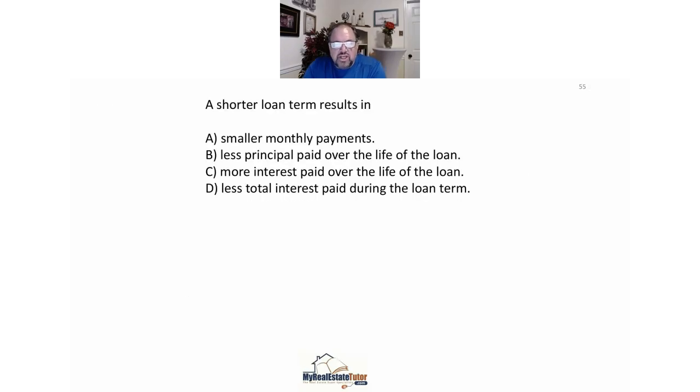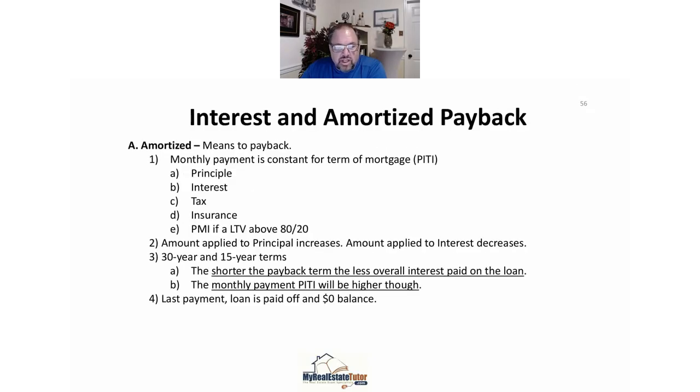All right, next question. A shorter loan term results in what? So we're going to circle back, going from mutual recognition back into finance. What happens if you take a 30-year loan and you shorten it to 15? Does that give you smaller payments? No. Does that give you less principal paid over the life of the loan? No, you're going to pay it off anyway. The principal is going to be paid off anyway. Is that more interest paid over the life of the loan if you shorten it? No. So if you shorten the loan, you're going to pay less interest over the term, which is D. Okay. Answer D is what we're looking at.